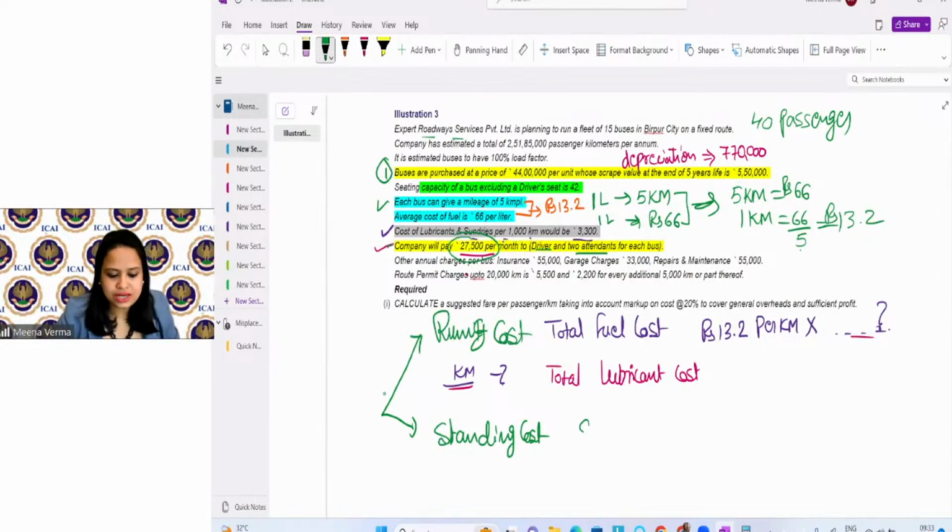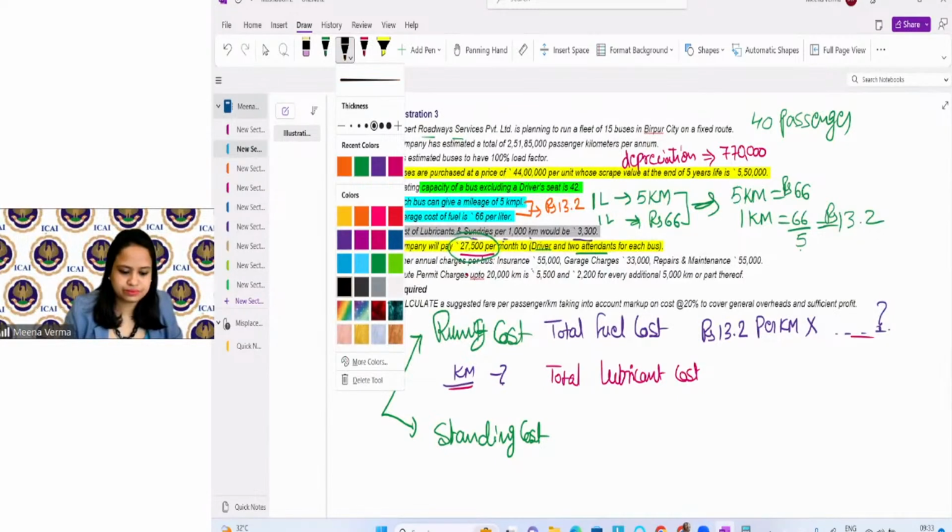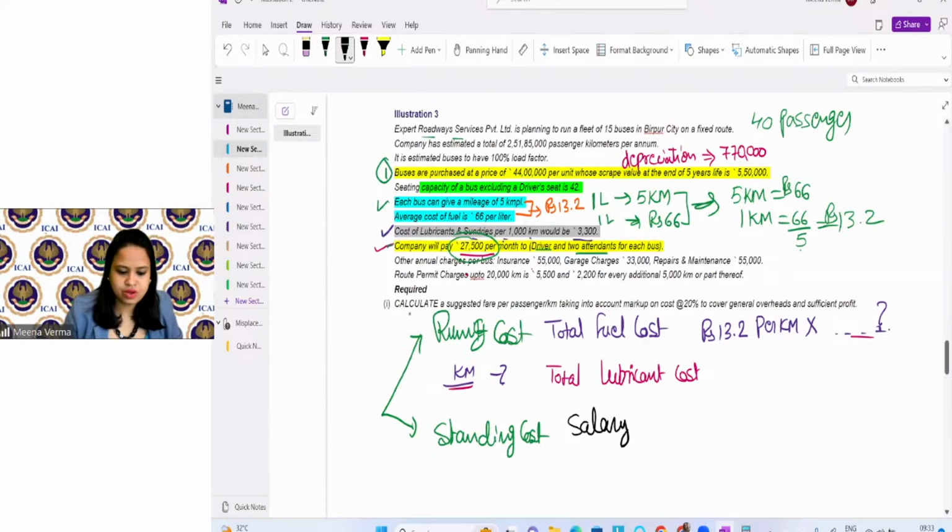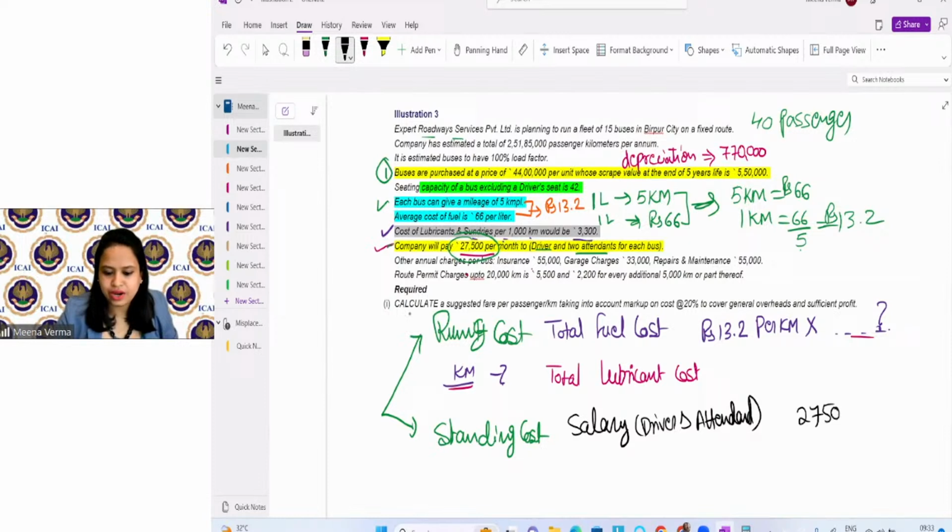So salary of driver and attendant is what? 27,500. This is for 1 month, right? Multiply it with 12. You will get the annual salary of driver and attendant. This will give you the annual salary.